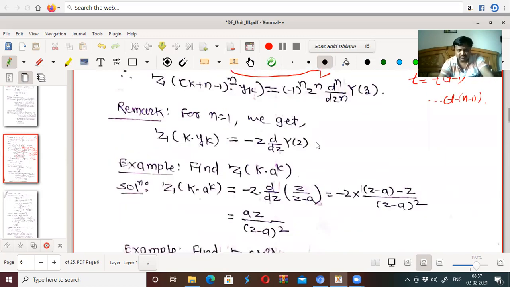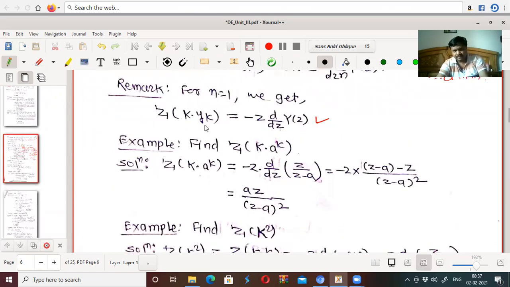If I take n equal to 1 here, what will happen? The falling term with n equal to 1 is just k. So the z transform of k into yk, for n equal to 1, becomes minus z times the first derivative of Y of z. So if you know the z transform of yk, then the z transform of yk multiplied by k is nothing but minus z into d by dz of capital Y of z.